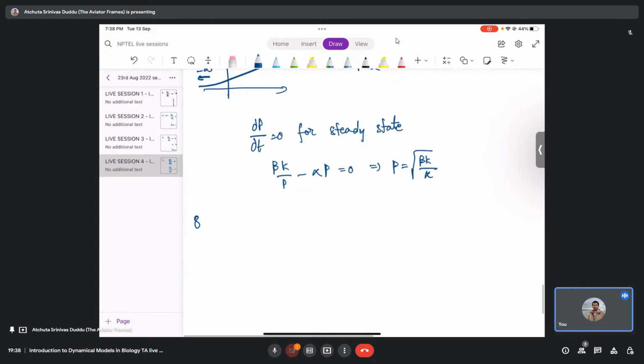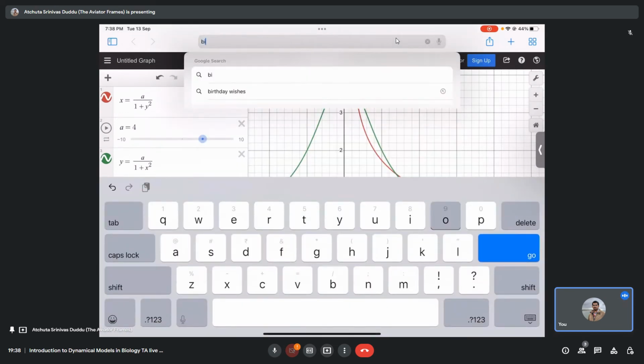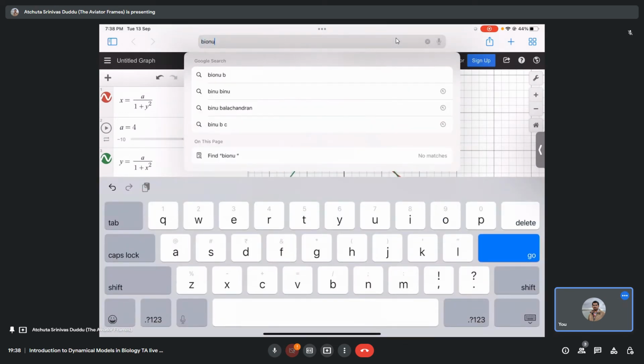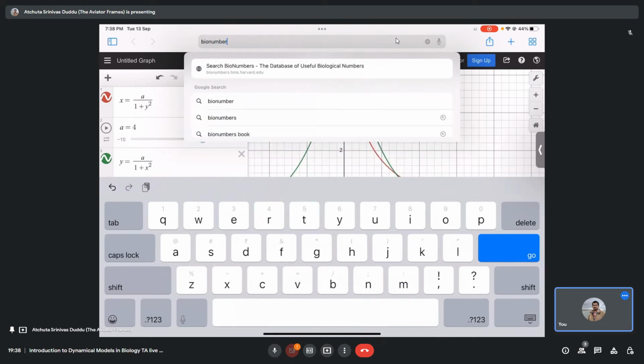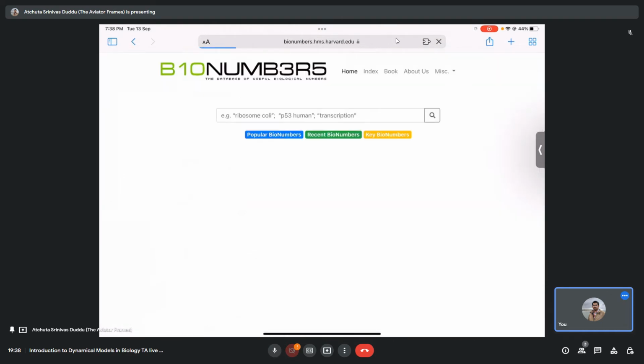Coming to the eighth question, they asked to search the BioNumbers database to find values for the following. For this you would need to Google and search for BioNumbers. This is the website, bionumbers.hms.harvard.edu. Go there, and then here you just type to find different things.